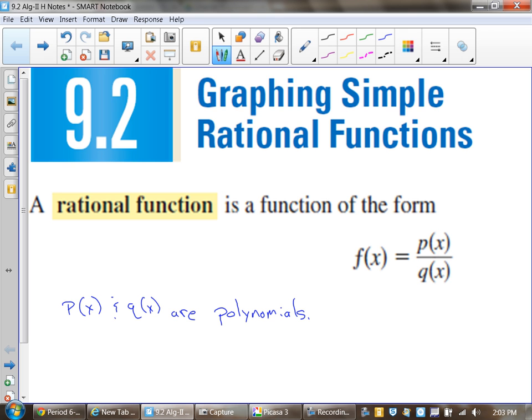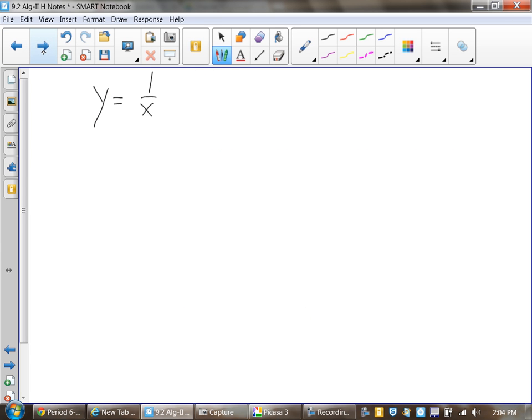P of x and Q of x are polynomials, is basically what this is talking about. The polynomials we're looking at could be a whole bunch of stuff strung together. It could be a constant over a binomial, something along those lines. And like I was saying, the most common one that we start all of these graphs with looks like 1 over x. P of x over Q of x, they're both polynomials.